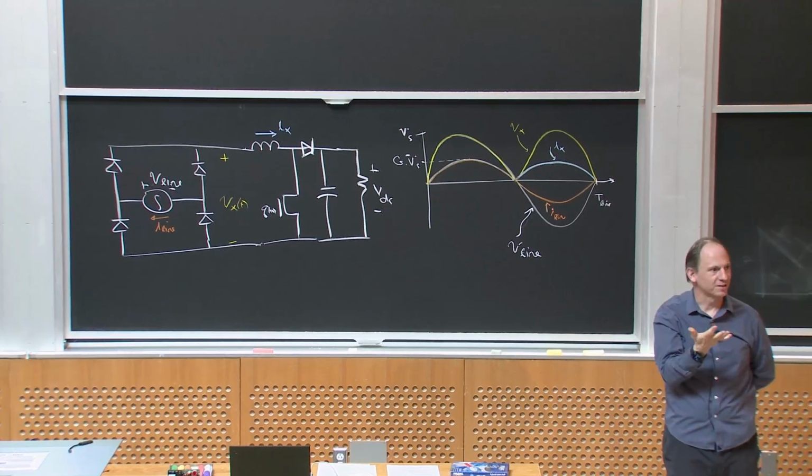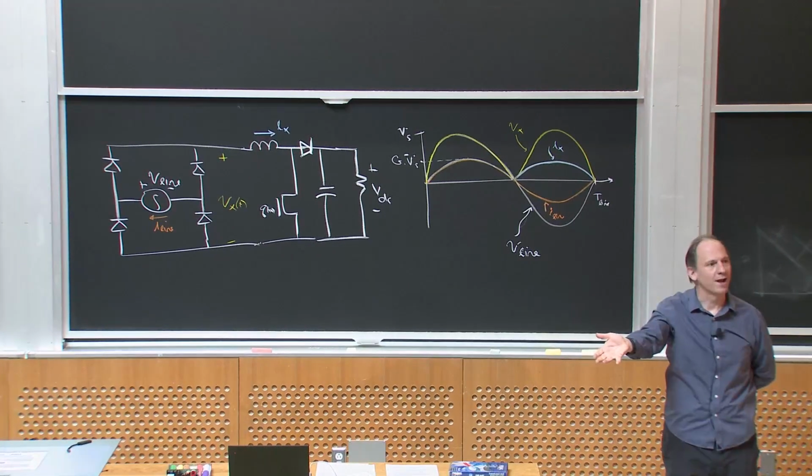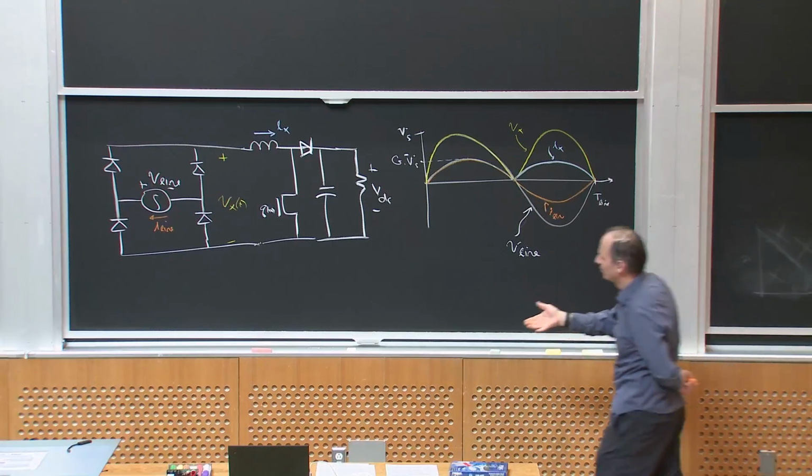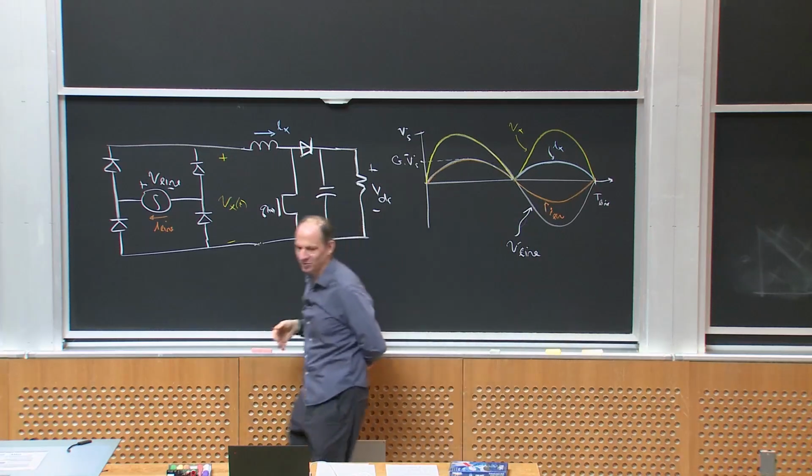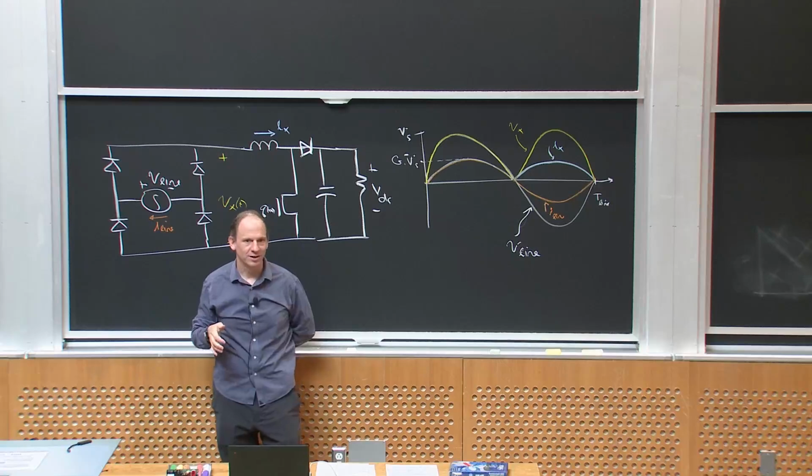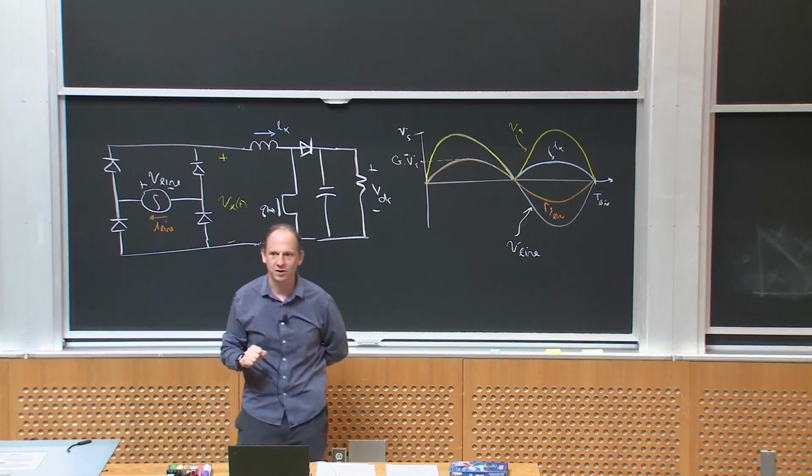This is kind of cool because I've thrown out 4 active switches and a bunch of control for basically 1 active switch. And yeah, I got some diodes, but so what? Those diodes don't require any control. They're cheap. They're simple. Life is good.